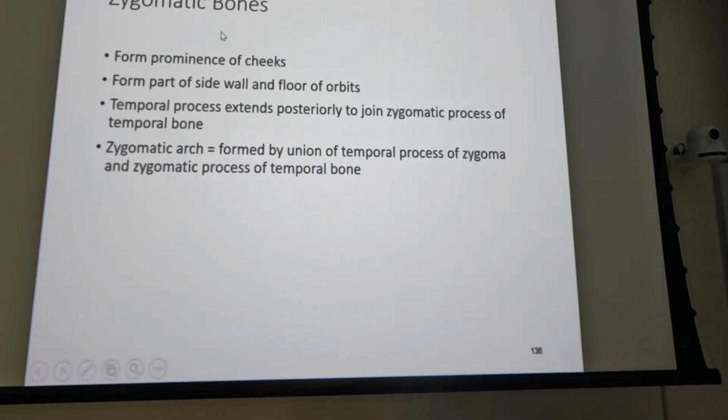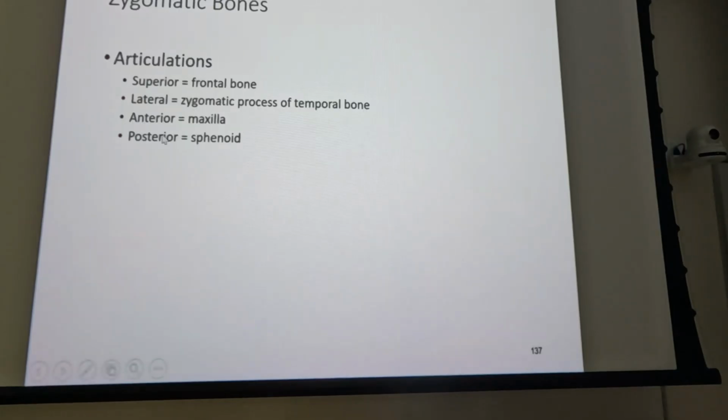Okay, so your zygomatic bones are what we tend to think of as your cheekbones. So you've got the temporal process that reaches back just slightly to grab the zygomatic process of the temporal bone to form your zygomatic arch. So articulations here are superior, you've got the frontal bone; lateral, you've got the zygomatic process, and then you've got articulation of maxilla and sphenoid bone.